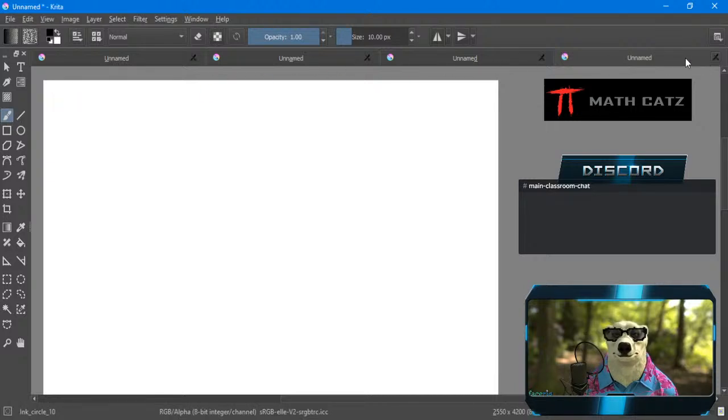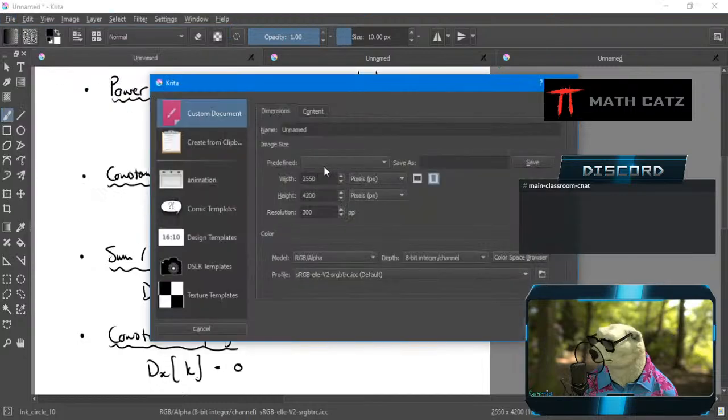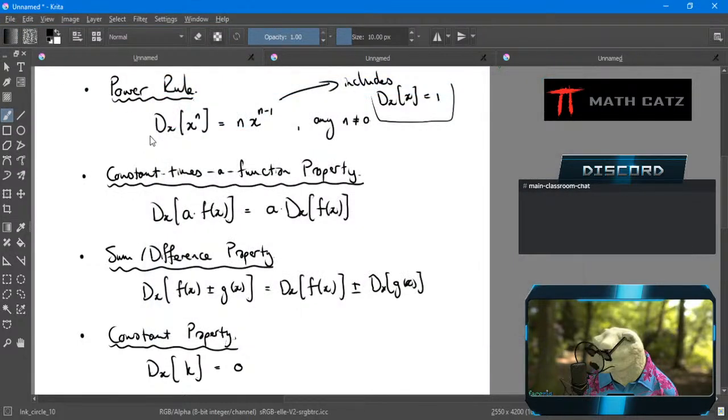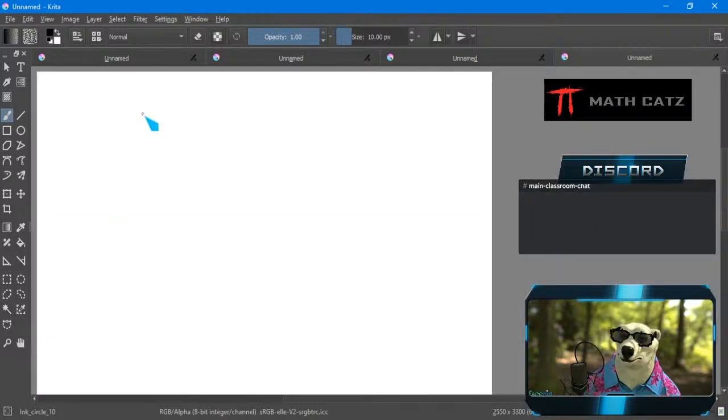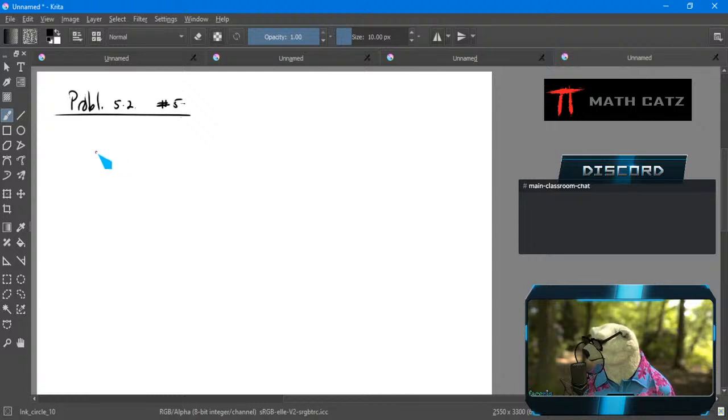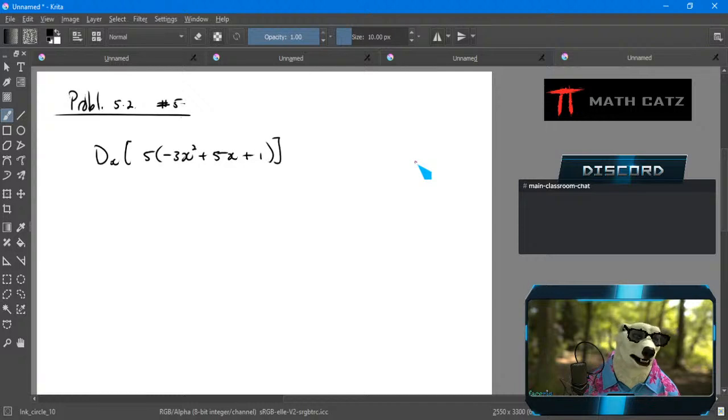That means I'm in the wrong page style, isn't it? Yeah. New letter. Oopsie. Too much zooming. Okay. Problem 5.2, number 5. I want to find the derivative. Oh, that's a square bracket. Derivative of 5 times all of 3x squared plus 5x plus 1, like so. Showing all the steps, stating each property. That's our level right now.